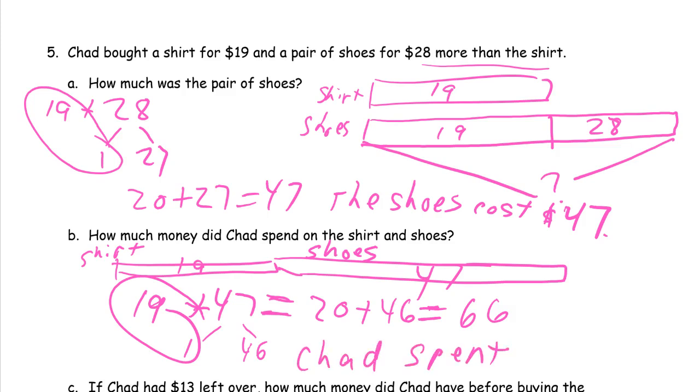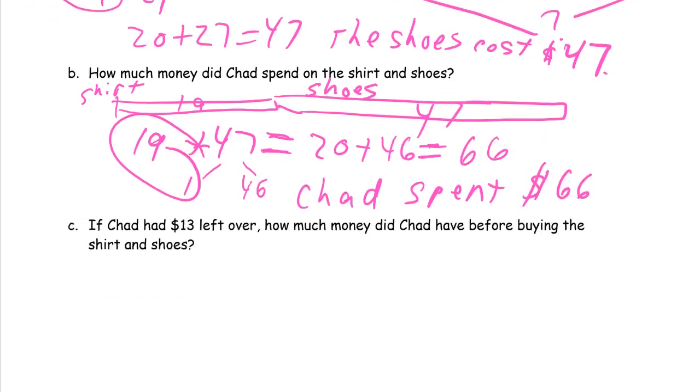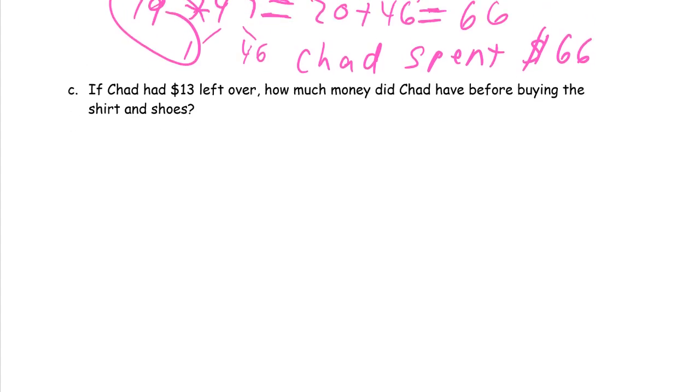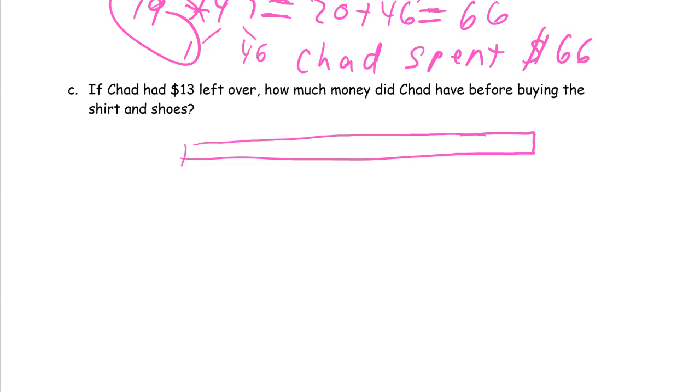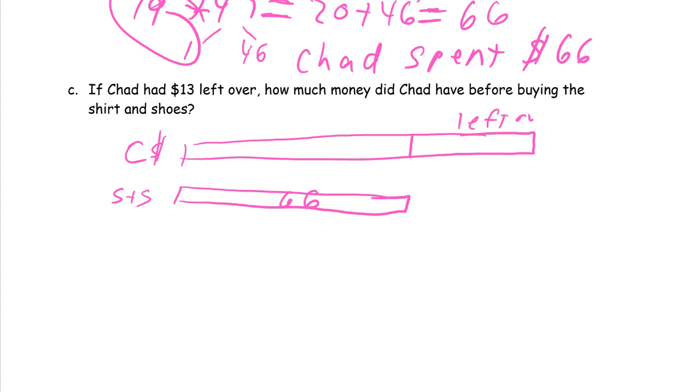Chad had spent $66. If Chad had $13 left over, how much money did he have before buying the shirt and shoes? So this is all of Chad's money. Chad's dollars. And the shirt and shoes together, we know, were 66. We don't know how much all of his money is, but we know this is the leftover. And that's 13. So we know this is 66 because the shirt and shoes were 66, so it's 66 plus 13.